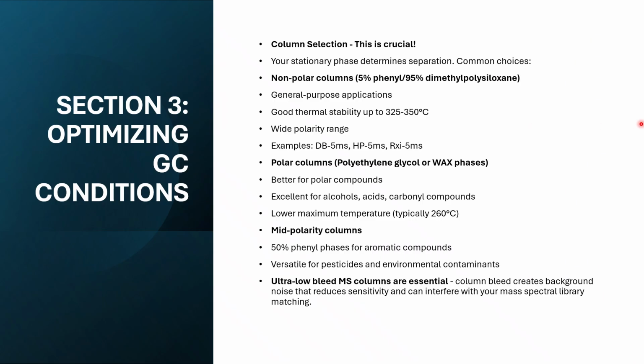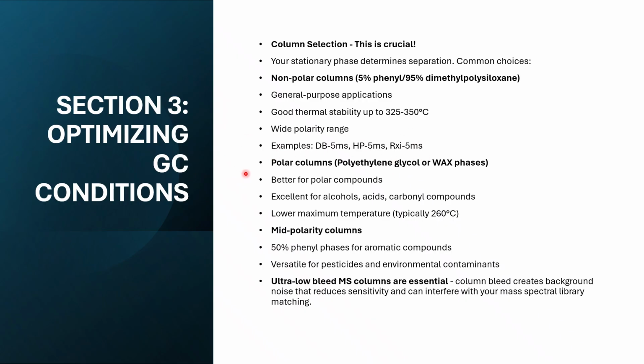Now let's talk about optimizing your gas chromatography separation. Column selection in this is very crucial. Your stationary phase determines separation. So the first type of columns is the non-polar column that contains about 5% phenyl and 95% dimethyl polysiloxane. Examples of these columns are DB-5MS, HP-5MS, Rxi-5MS. It has a wide polarity range.